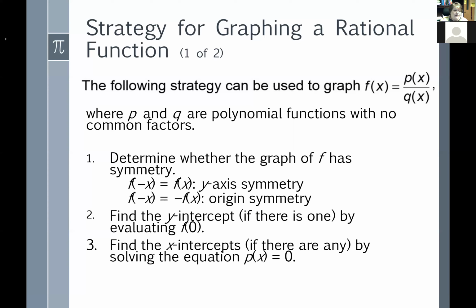Then you find the y-intercept by evaluating the function at 0. You find the x-intercepts by setting the numerator equal to 0. The denominator cannot equal 0, but the numerator can. So if you set the numerator equal to 0, that will give you the x-intercepts, if there are any.